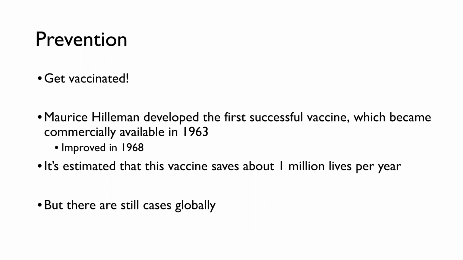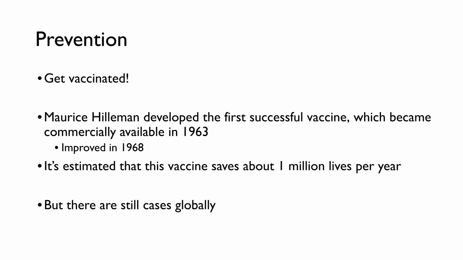The measles vaccine was developed by a gentleman named Maurice Hilleman, and his vaccine became available commercially in 1963. Five years later, he improved it. And it's a really great vaccine. It is super effective. You get it twice, and you're immune from measles for your entire life. We'll talk about how vaccines work later in the semester, but just know this is a really successful vaccination.